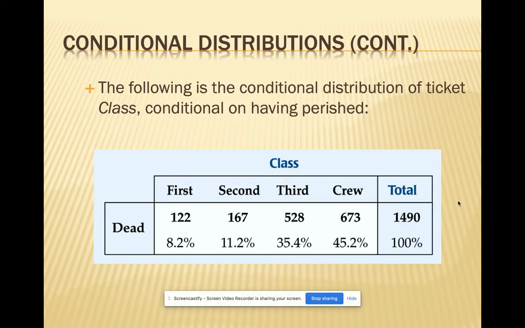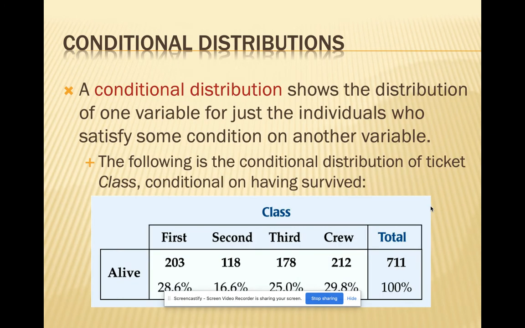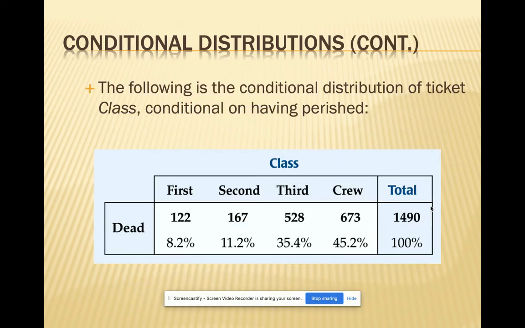And we can do the same thing among those who did not survive. So you can see there's a difference here. 28.6% of the survivors were first-class ticket holders, and only 8.2% of the dead were first-class ticket holders. 11.2% were second-class ticket holders. 35.4% were third-class ticket holders, and 45.2% were crew members.